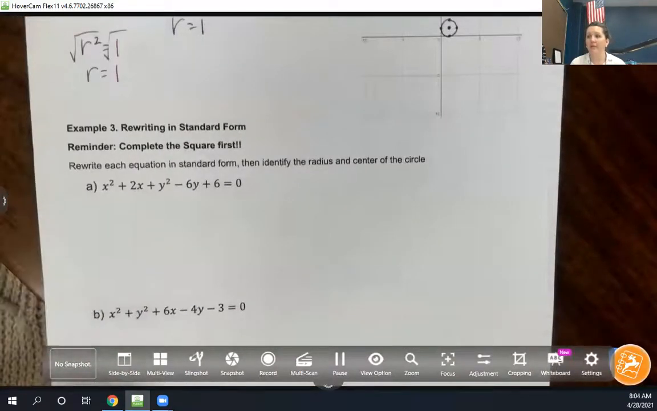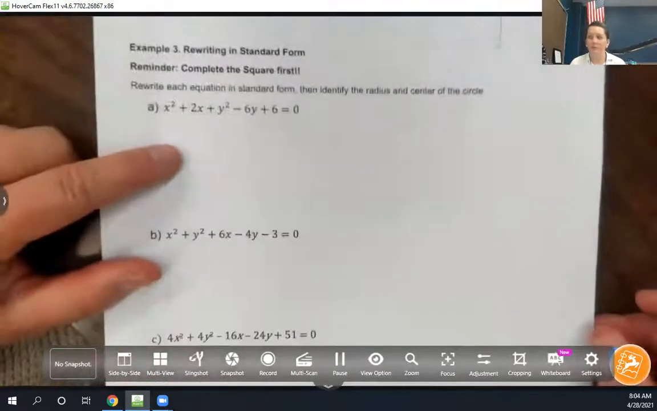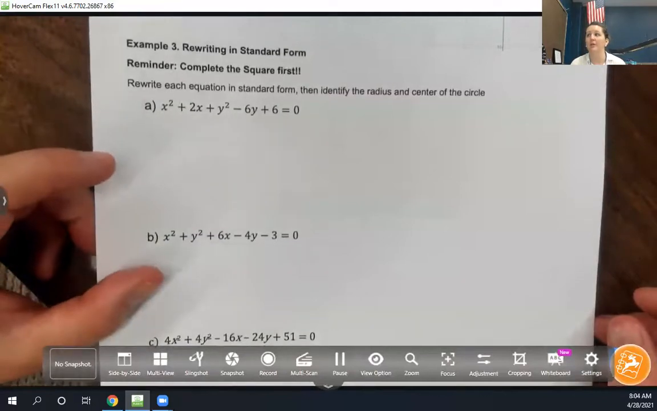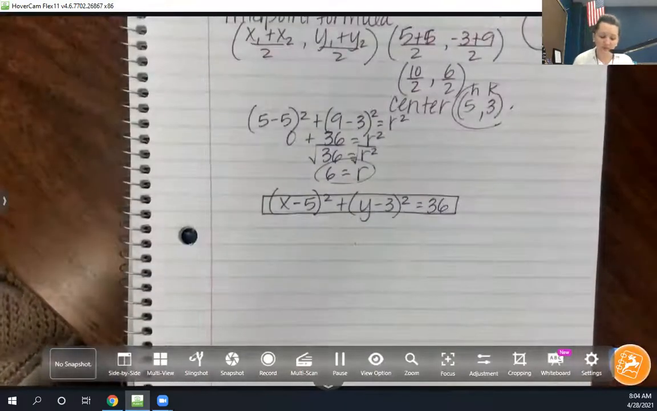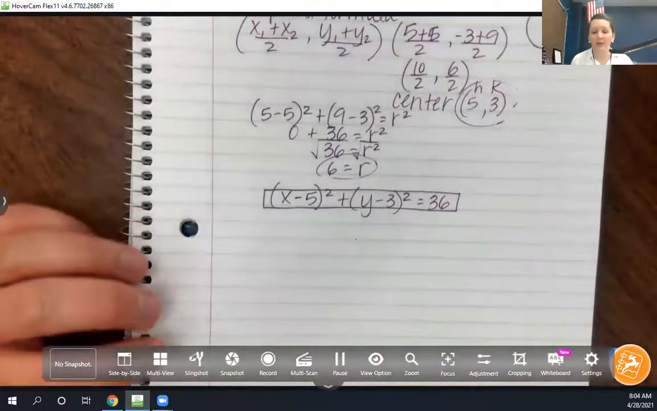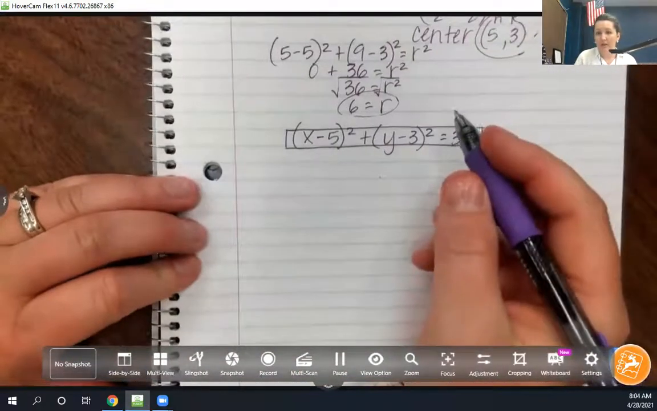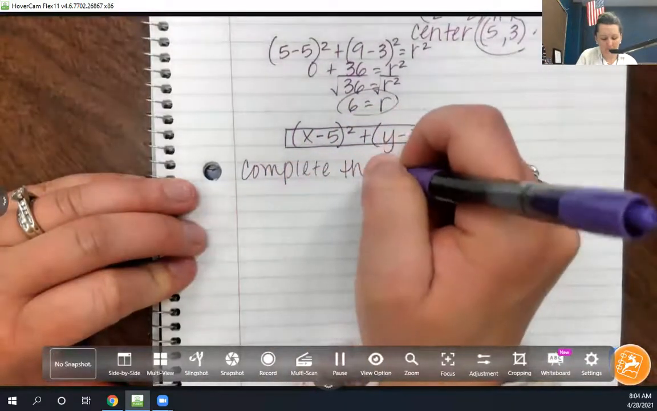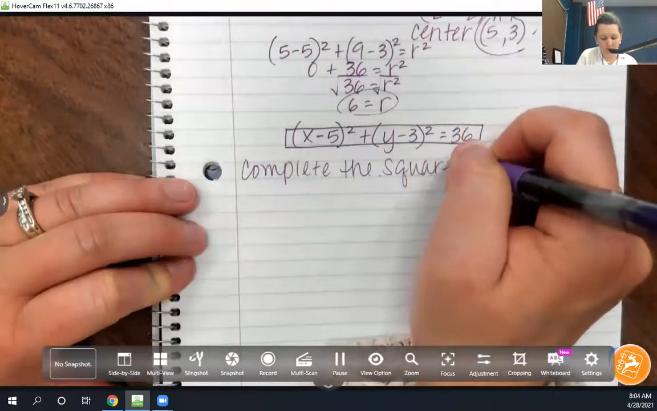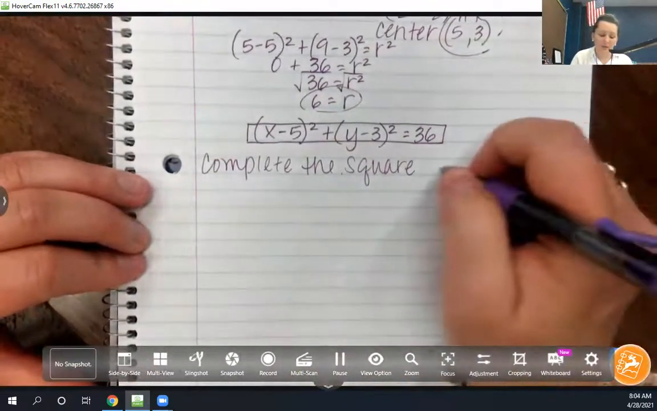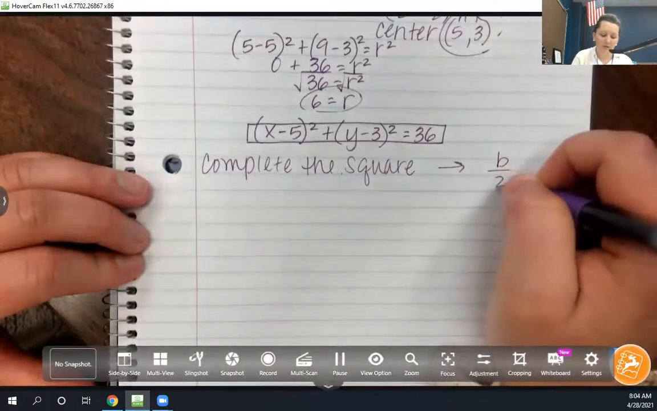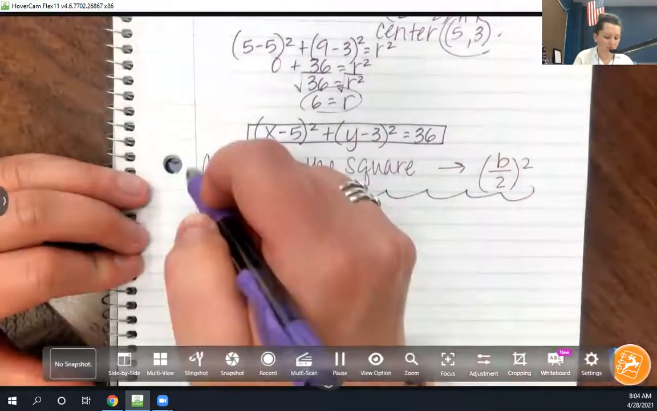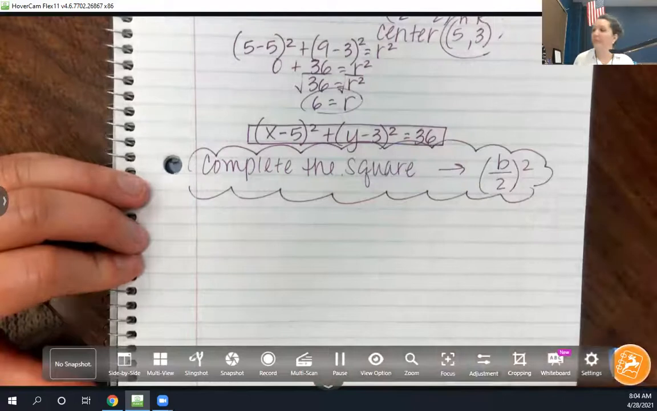If you don't have it in standard form, we're going to write it in standard form. It says rewrite each equation in standard form, then identify the radius and center of the circle. So really quickly, it says complete the square first. Big note on completing the square. You guys did this back in algebra. Completing the square is taking the b value, dividing by 2, and then squaring it. So that's the key feature of completing the square, okay?